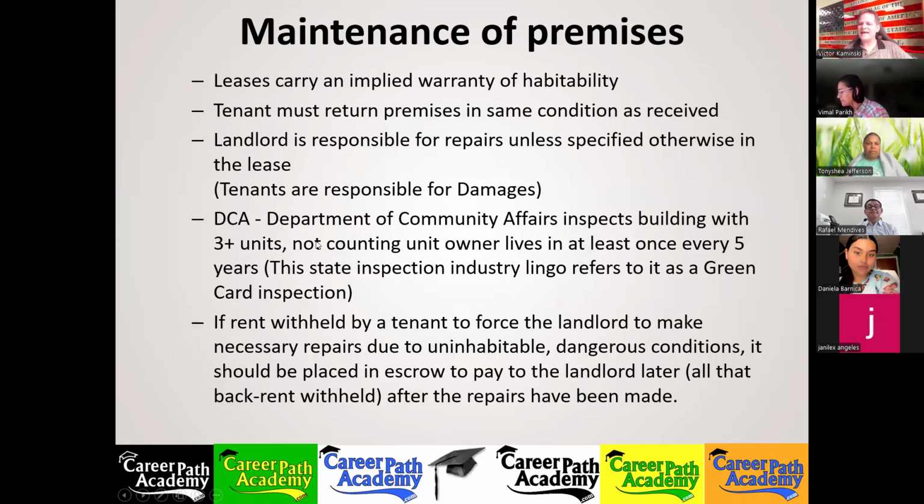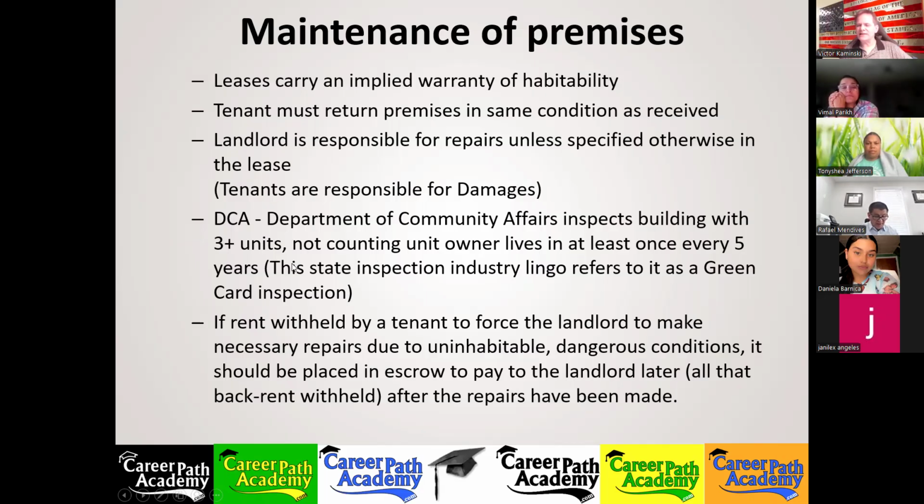And the DCA, that's the Department of Community Affairs, inspects buildings with 3 or more units, not counting the unit the landlord lives in. So as long as there are 3 units available for rent, and the landlord is not living in one of them, because if they're living in one of them, that's not available for rent, right? So 3 or more rental units available need to be inspected by the DCA, those state inspectors, at least once every 5 years.